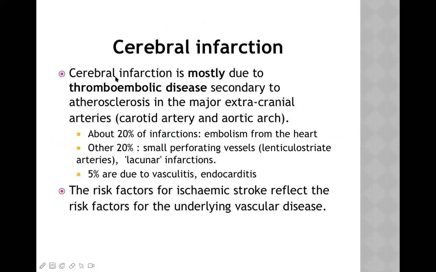Now, the cause of cerebral infarction is mostly due to thromboembolic disease. Everybody knows this by this time, and it is mainly secondary to atherosclerosis. Now, where does this atherosclerosis commonly occur? This is in the major extracranial arteries. That is the carotid artery. This is the most common site for atheroma or atherosclerosis. It can also occur in the aortic arch. About 20% of infarctions can happen from embolism from the heart.